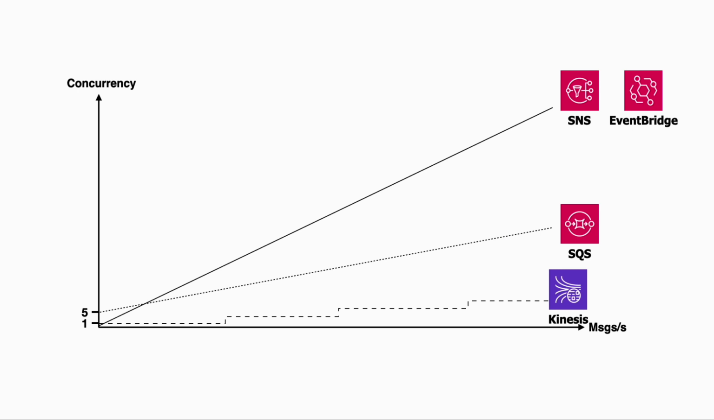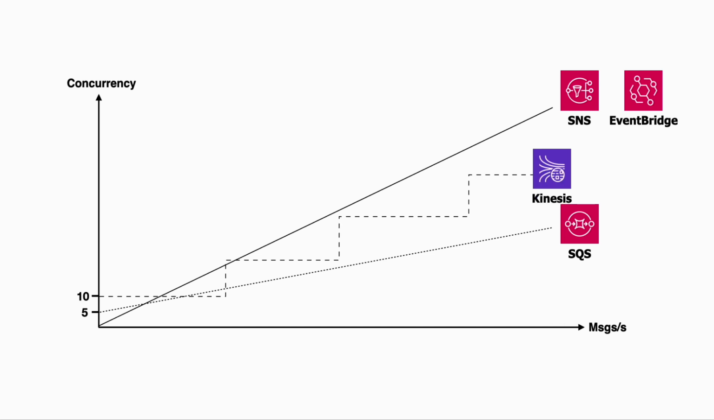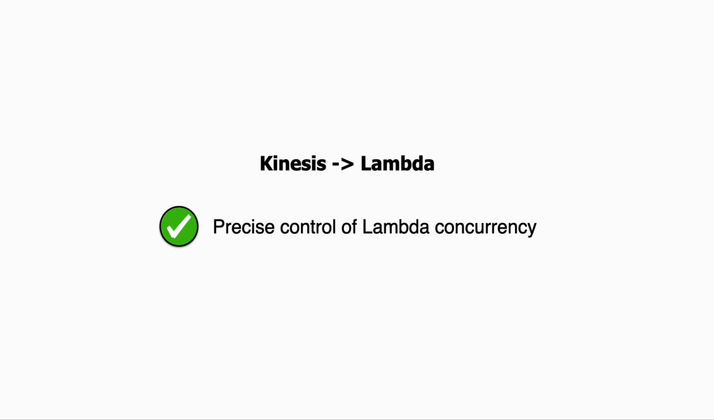With a parallelization factor of 1, a Kinesis function's concurrency would grow very slowly. But with a parallelization factor of 10, it can grow much more quickly. And the important thing is that this gives you very precise control of Lambda concurrency by adjusting the number of shards in your Kinesis data stream, which is a very useful tool to have in your toolbox.